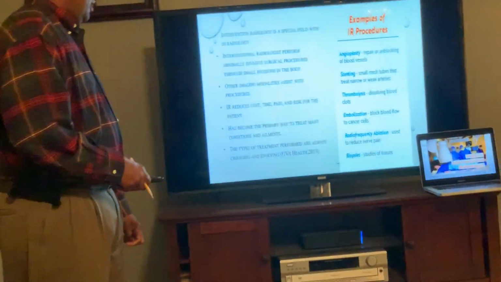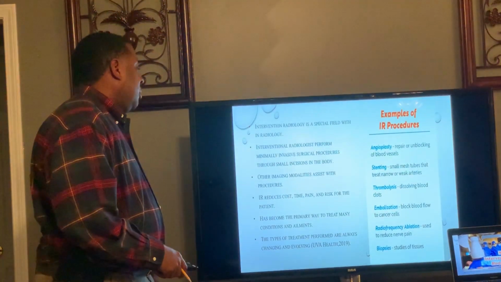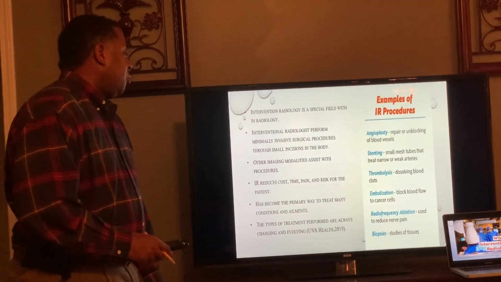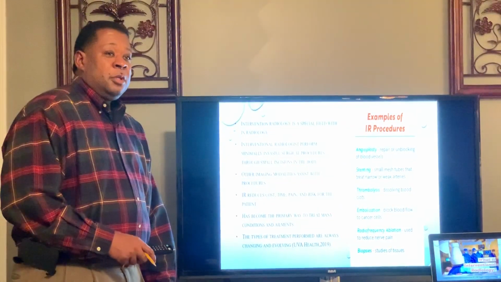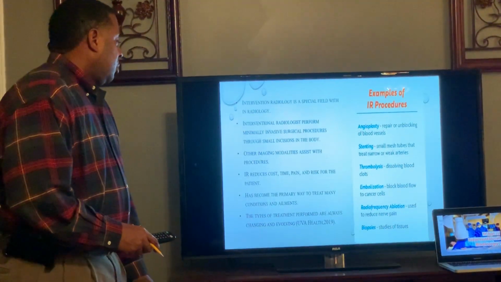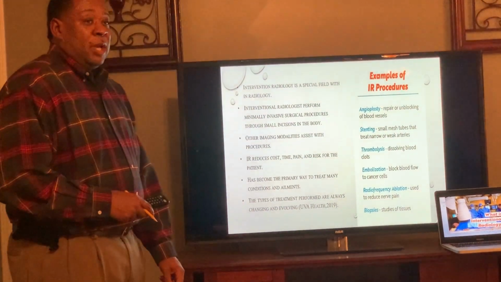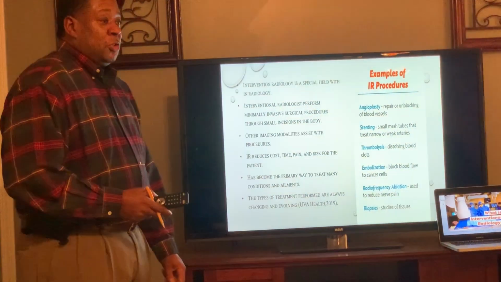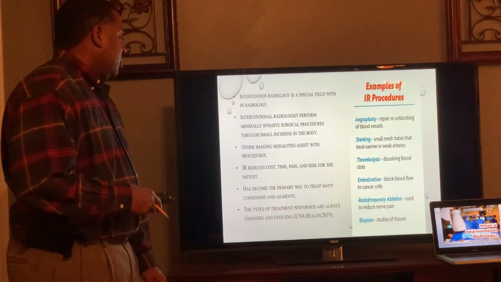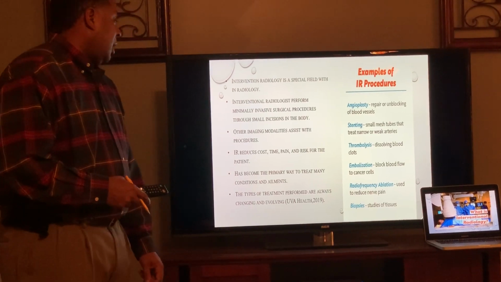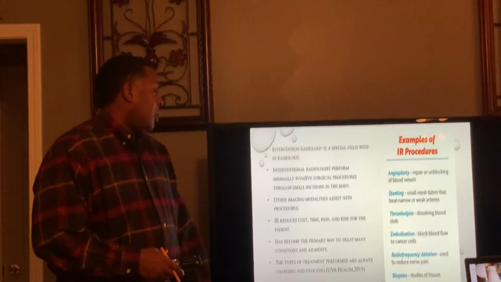Interventional radiology is a special field within radiology. It is where interventional radiologists perform minimally invasive surgical procedures through small incisions through the body. And that means like when you get stents put in your body, catheters, different kinds of ailments. The reason why interventional is so important is because it's a different way of doing something besides going to surgery. A lot of times when you do interventional, it's less invasive. Therefore, your time of recovery is better, your illness is better, you just overall are better. And like I said before, interventional radiologists perform minimally invasive surgical procedures through the body through small incisions.